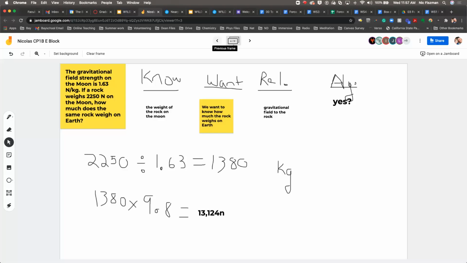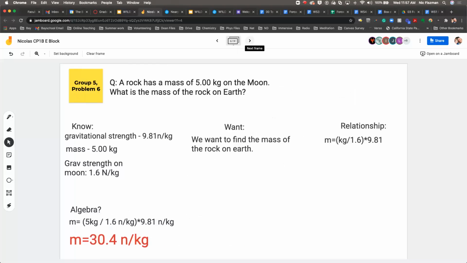What does the mass depend on? Yeah, Layla. The mass depends on how much there is, and I think the weight depends on how much force is pushing. Right, so the weight depends on how much force is pulling on it. The mass only depends on how much stuff there is. Is there a different amount of stuff on the moon and on Earth? The answer is no, it's the same object. So then I want you to think about this. If a rock has a mass of 5 kilograms on the moon, what is the mass of the rock on Earth?